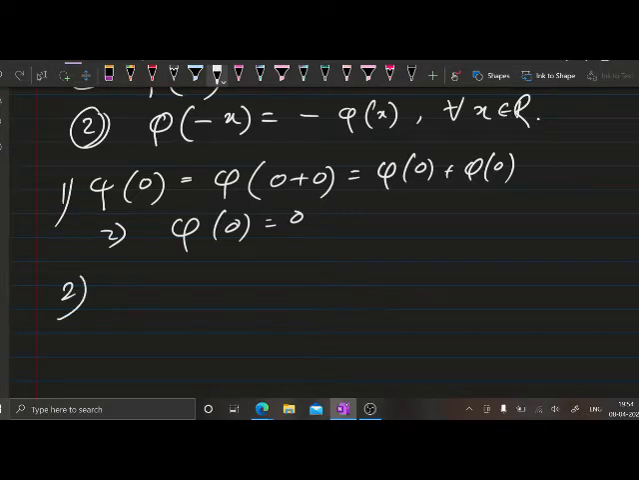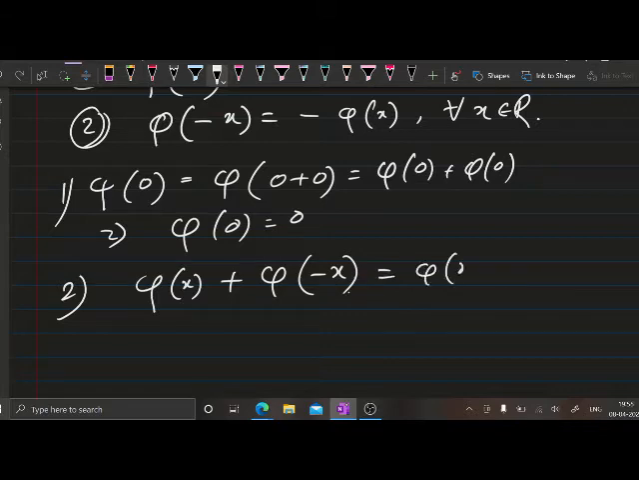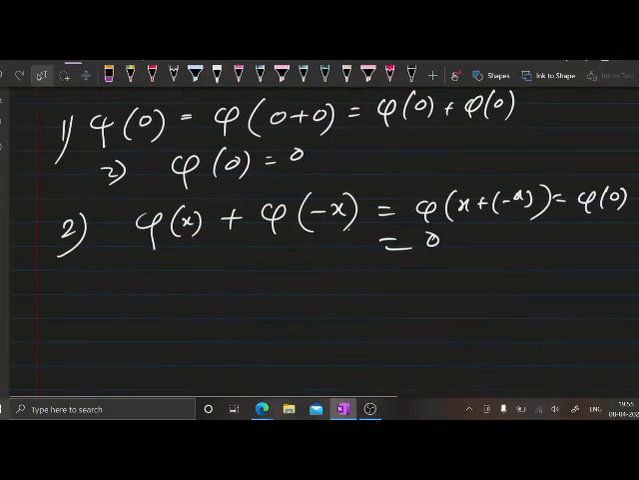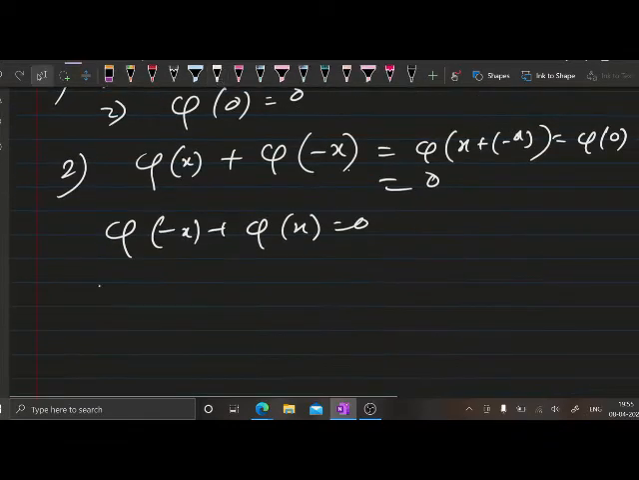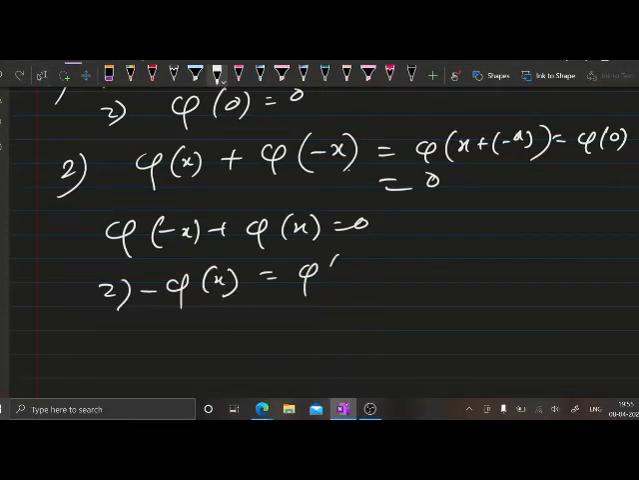Secondly, suppose you take phi x and add it to phi of minus x, then it will be phi of x plus minus x. So that is going to be 0, as phi 0 is 0 from the first property. Similarly, phi of minus x plus phi x is 0. So this proves that the negation of phi x is phi of minus x.